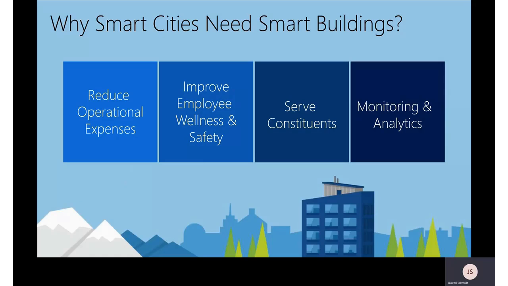It's a result of proper planning and proper execution of a smart building, versus typically that being the primary driver. Yeah, and Jill, the two middle items probably are more meaningful now than they've ever been. Absolutely, with serving the constituents and improving wellness and safety.